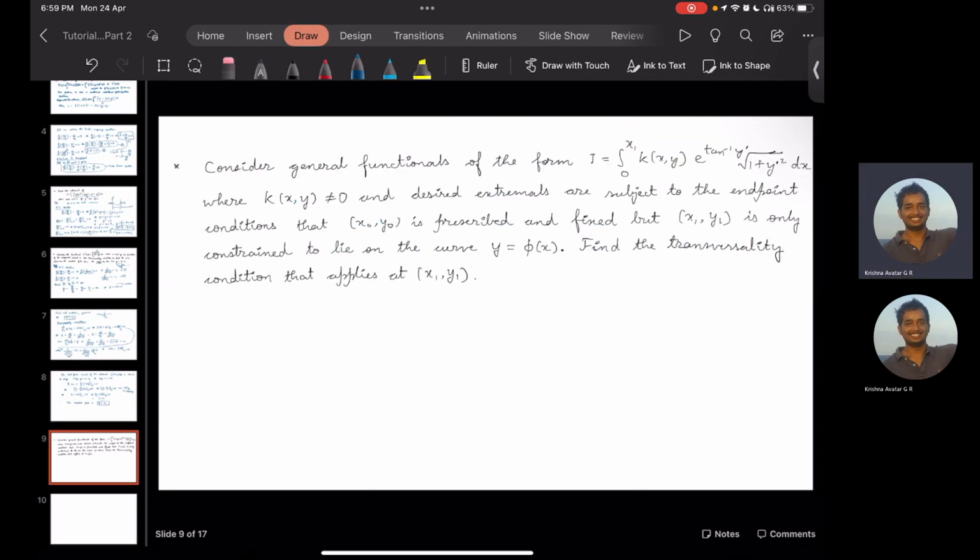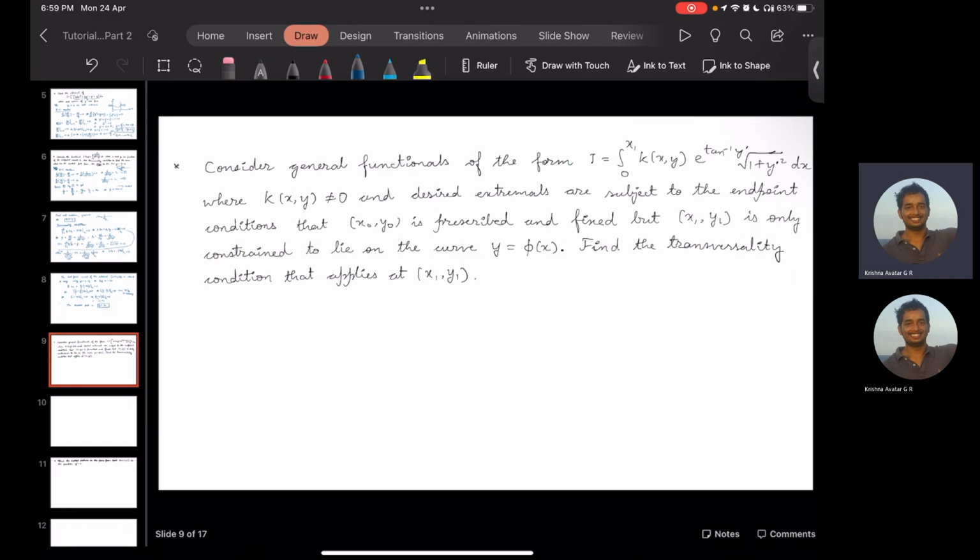Okay, now let's solve another problem. This problem says that consider general functionals of the form I is equal to the integral from 0 to x1 of kappa of x, y, e to the power tan inverse y prime, into root over 1 plus y prime squared, where kappa of x, y is not equal to 0. Right?